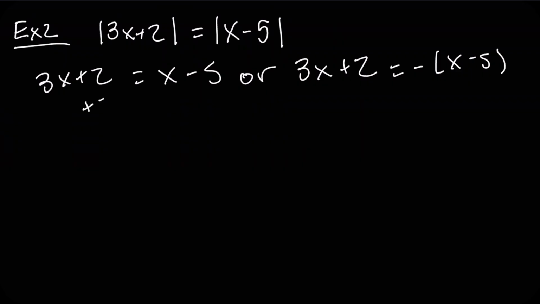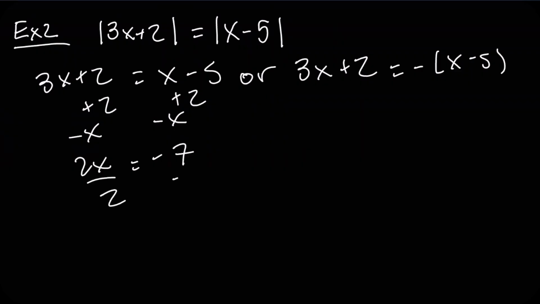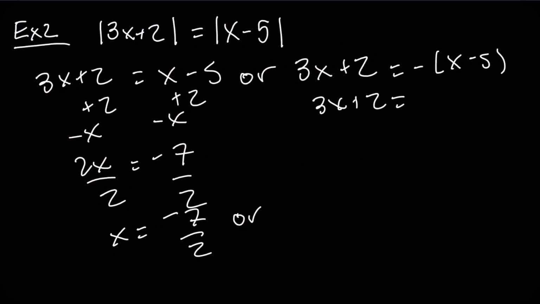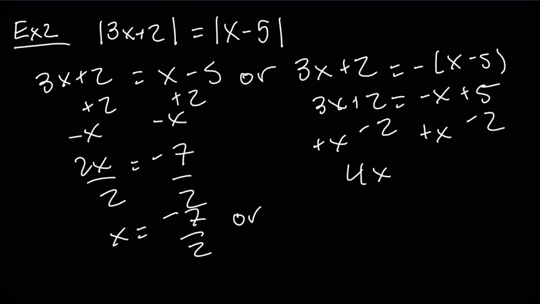We'll add a 2 over, and subtract the x over, and this will give us 2x is equal to negative 7, and also divide by 2. x is equal to negative 7 halves, or, let's deal with this other equation. So 3x plus 2 is equal to negative x plus 5. Subtract the 2 over and add the x. 4x is equal to 3, or x is equal to 3/4.